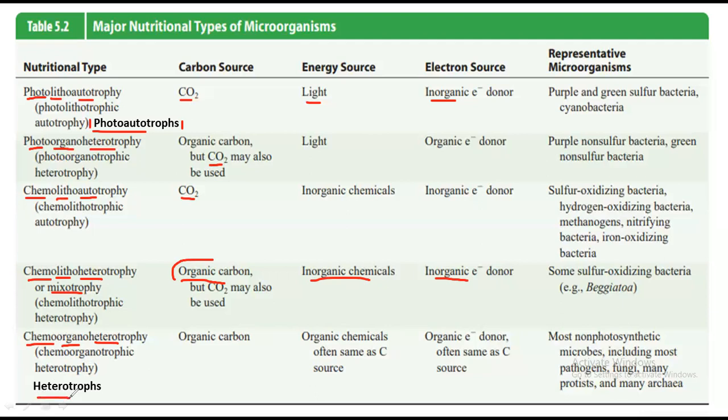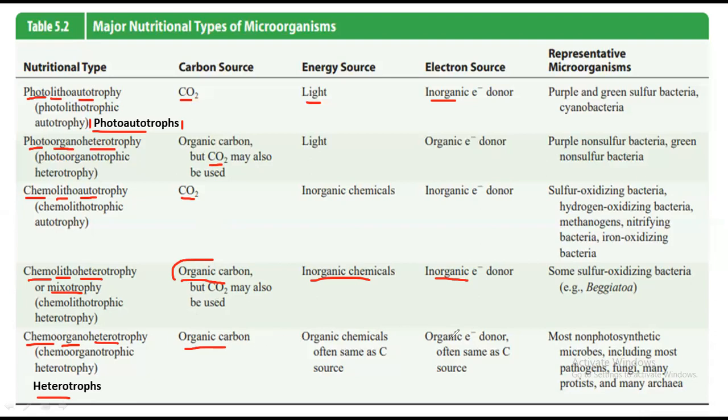I want to make it clear to you that most of the pathogenic bacteria, the pathogenic microorganisms, come in the category of chemoorganoheterotrophs, because they are using all three as organic sources. For example, there is a bacterium inside our body, so they are using our organic nutrients as their carbon source. They are taking our organic nutrients from us and synthesizing their macromolecules. So they are using the organic molecule as their carbon source.